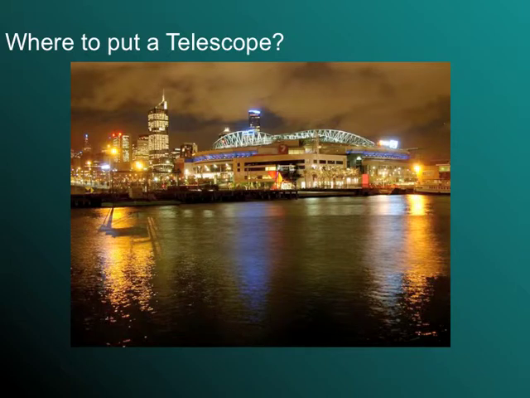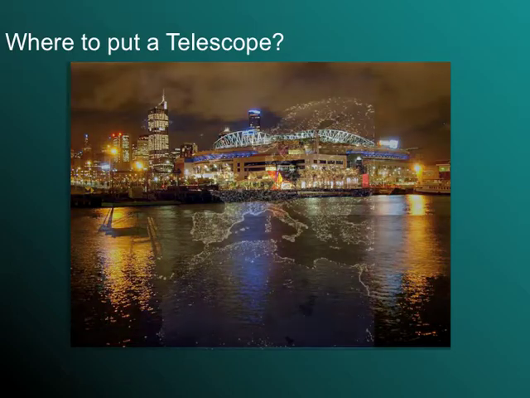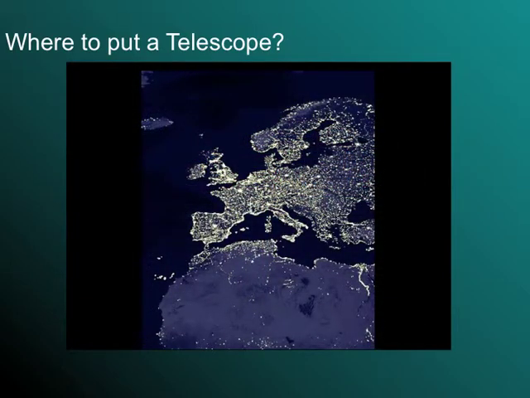A problem that faces astronomers is where we can put our telescopes. With our modern cities, there's a lot of light to compete with in gathering light from distant stars. This is a picture of Europe at night. You can see all of the lights from all the various towns and cities all across Europe.